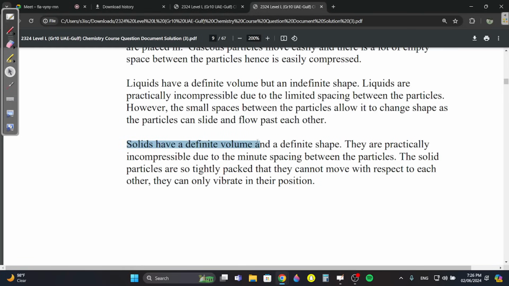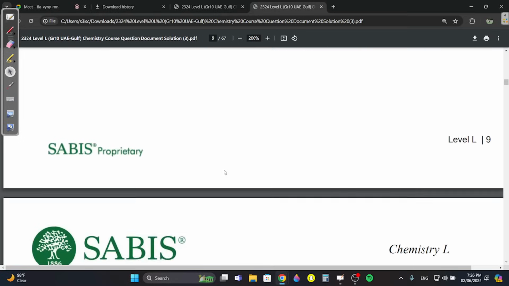Solids have a definite volume and shape. Both shape and volume are definite. They are practically incompressible. Why? Because there's very minute spacing between the particles. The solid particles are so tightly packed that they cannot move with respect to each other, so they can only vibrate.